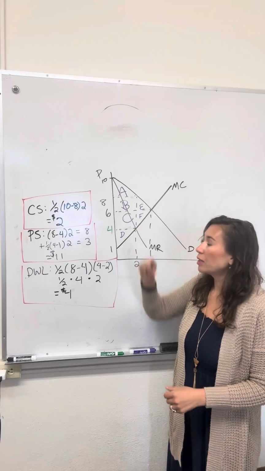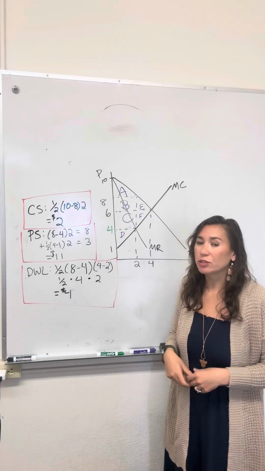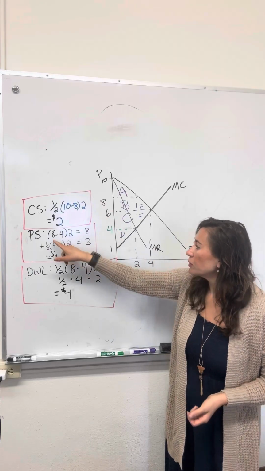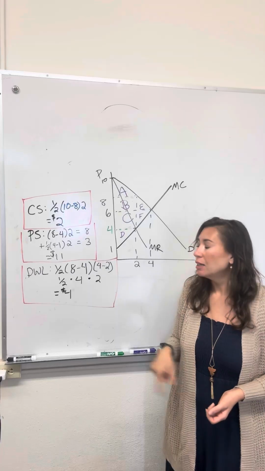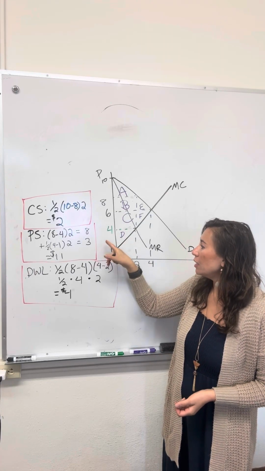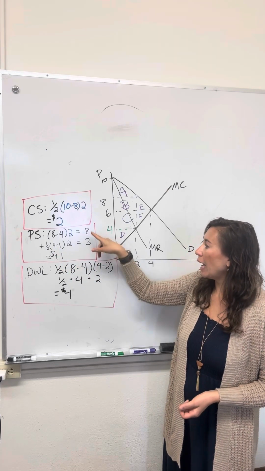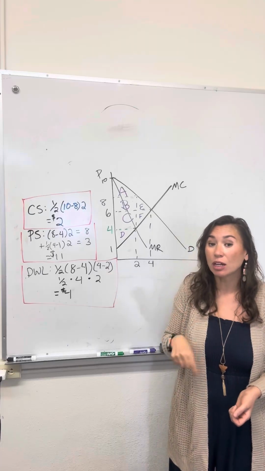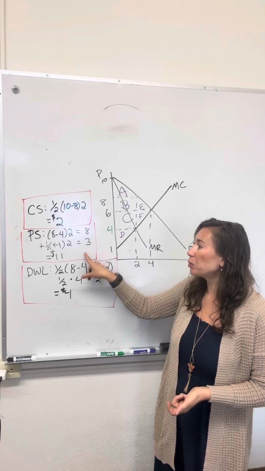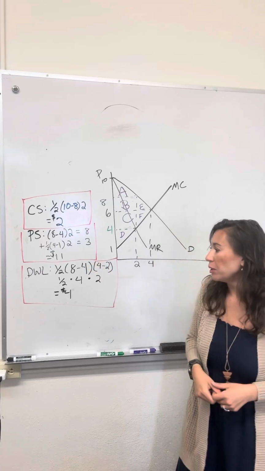So let's start with calculating the area of B plus C. So in this case, it's a rectangle, so it's just length times width. So 8 minus 4 times 2 gets us 8, plus 1/2 base times height for area D. So 1/2, 4 minus 1 times 2 gets us 3. We add that 8 and 3 together and get $11 of producer surplus. Now this is very consistent with our intuition. We would believe that producers have a much larger surplus than consumers in this marketplace.